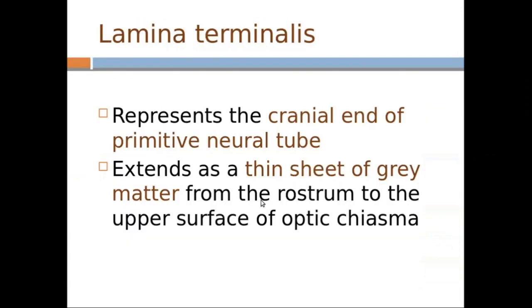Lamina terminalis. What is lamina terminalis? It may be asked as very short notes. It represents the cranial end of the primitive neural tube, extends as a thin sheet of grey matter from the rostrum to the upper surface of optic chiasma. So you should note this is grey matter.